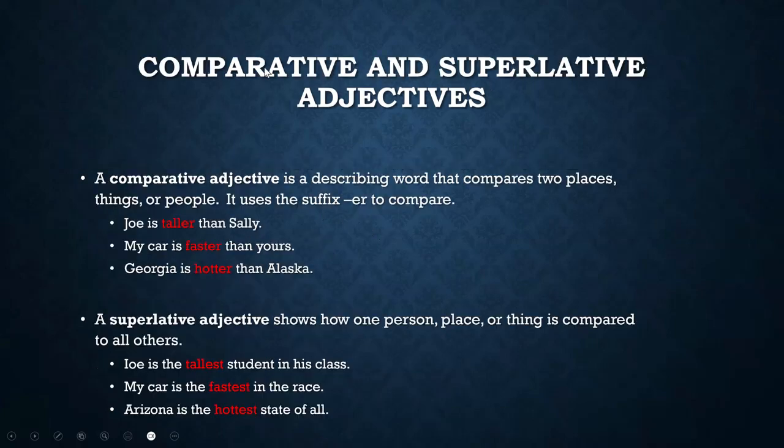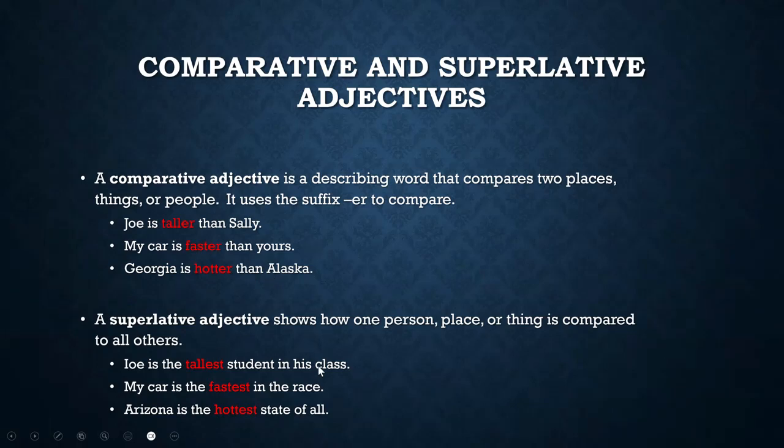There's different kinds of adjectives, comparative and superlative adjectives. A comparative adjective is a describing word that compares two places, things, or people. It often uses the suffix er or more to compare. Joe is taller than Sally. My car is faster than yours, or Georgia is hotter than Alaska.